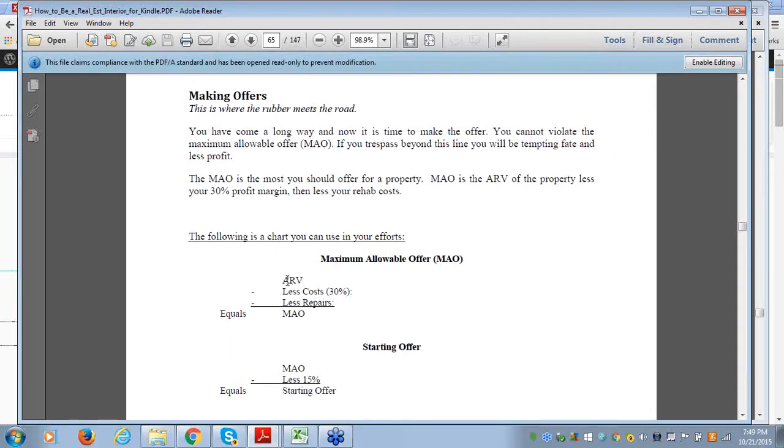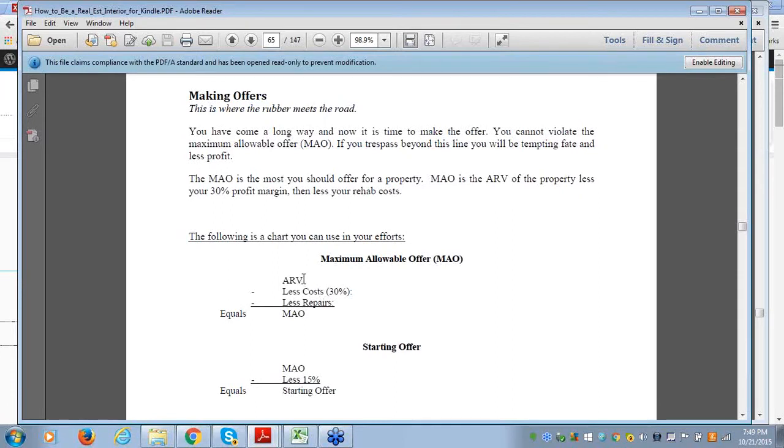Does it have a deck? Does it have a 2-car garage versus 1-car? Whatever the case is, you determine ARV as best you can. So that's after repair value. You always start with that. So if you're looking at a house in a neighborhood where the ARV for 4-bedroom, 2-bathroom houses is $280, for example, that's always your starting number.